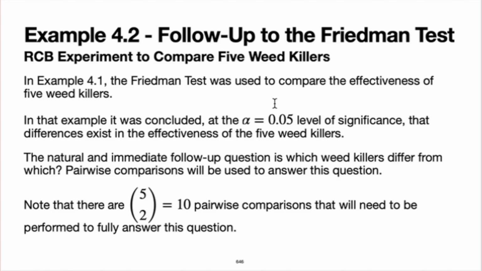And so the natural and immediate follow-up question is, which weed killers differ from each other? And so we're going to answer that question by performing pairwise comparisons. Now, it's always good to know how many comparisons you're going to have to make in order to do something like this. And because there are 5 weed killers that we're comparing pairwise, there are 5 choose 2, or 10, pairwise comparisons that we're going to have to make in order to fully answer this question.